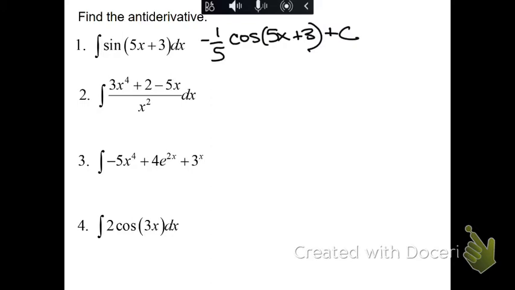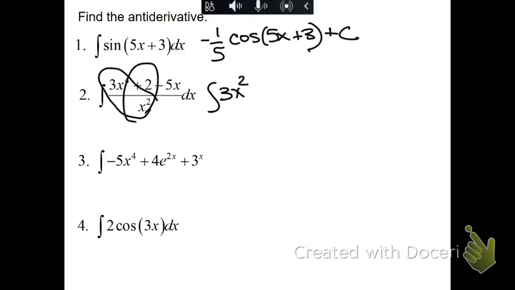Okay, the first one, remember now, the integral of sine is negative cosine. Leave the inside the same and divide by the derivative of the inside. Okay, number 2 is an STD, a single term denominator, which means you can split it up. So we're going to put 3x to the fourth over x squared, and that's 3x squared.